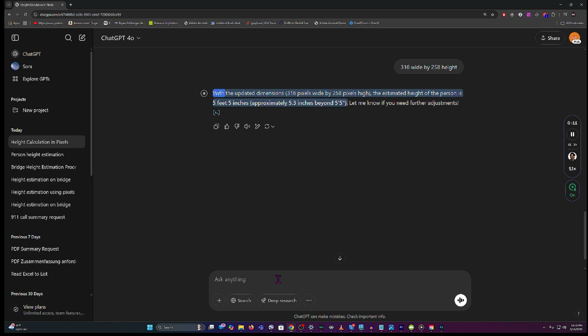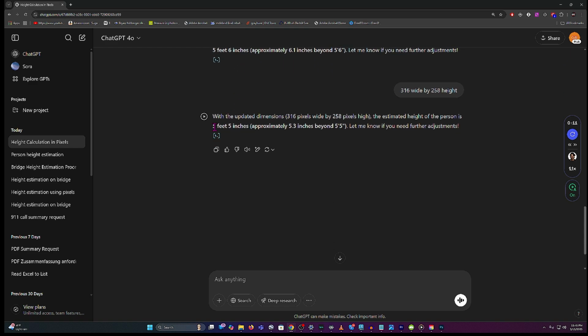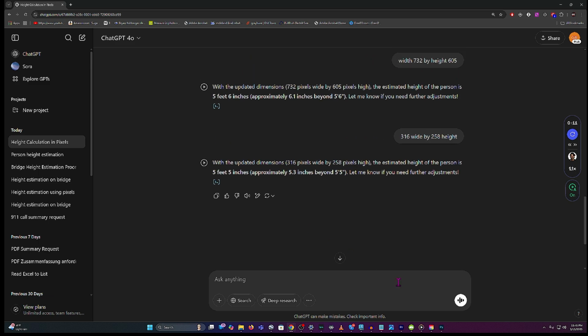And as you can see right there, with the updated dimensions 316 pixels wide by 258 pixels high, the estimated height of the person is 5 feet 5 inches, approximately 5.3 inches beyond 5 feet 5 inches. Let me know if you need further adjustments. So really it says 5'5" there. So we have Abby at 5'6", and Bridge Guy, aka Richard Allen, at 5'5".